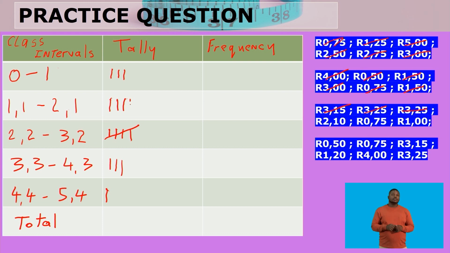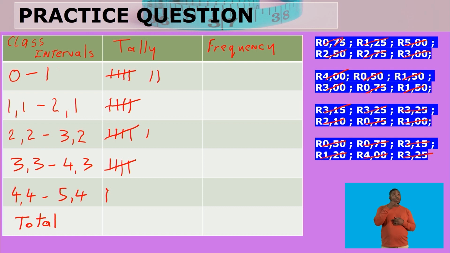2.10, yes. 0.75, yes. 1 rand would be here, again with the grouping of 4, scratch a guy off to have 5 in total. 0.5 up here, 0.75 up there. 3.15 should be here. 1.20, there you go, grouping of 5. 4 rand, there. 3.25, here. All right, and there's our groupings.